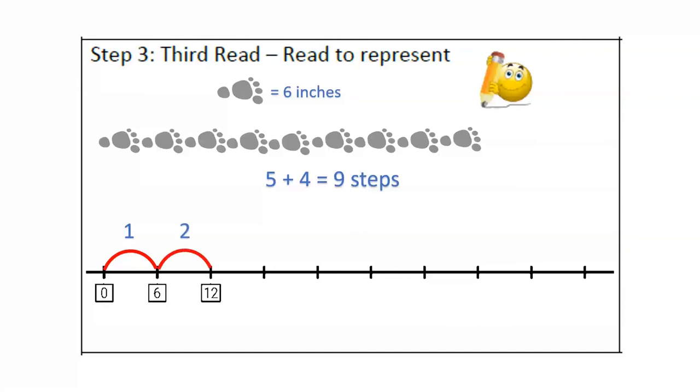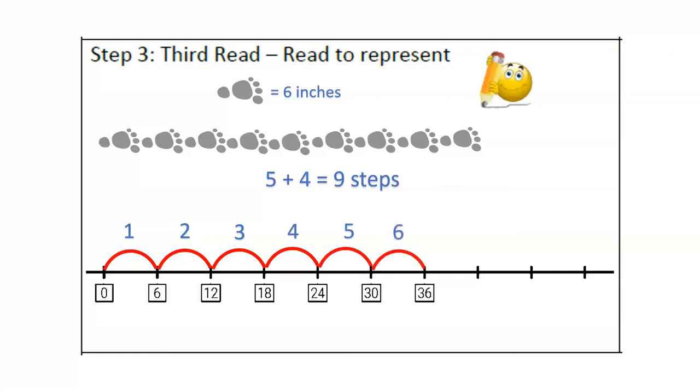2 steps, 12 inches. 3 steps, 18 inches. 4 steps, 24 inches. 5 steps, 30 inches. 6 steps, 36 inches. 7 steps, 42 inches. 8 steps, 48 inches. 9 steps, 54 inches.